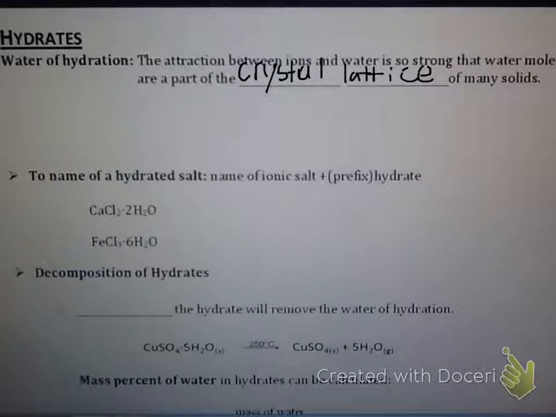Okay, we're in our 5th video. This is the last video in chapter 13. We're looking at properties of liquids.